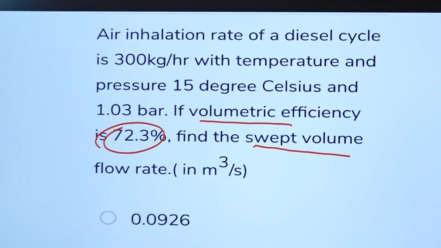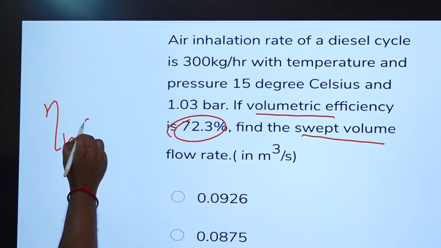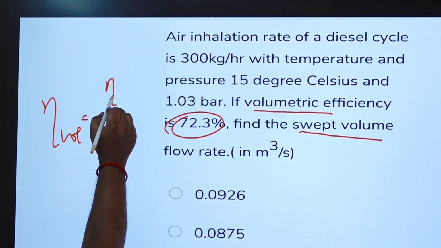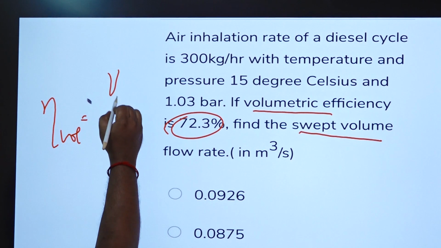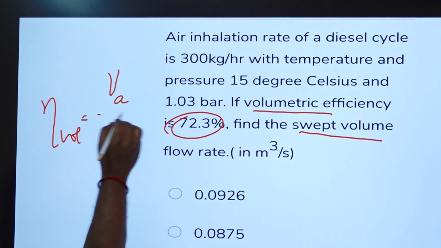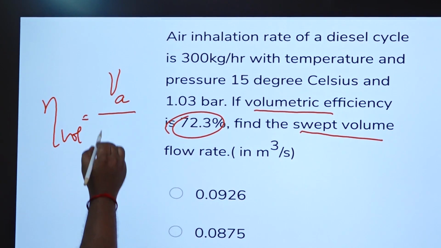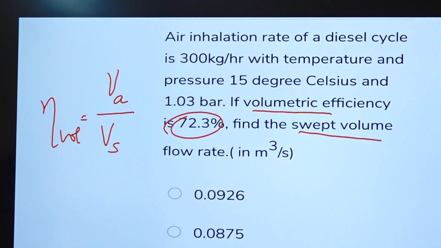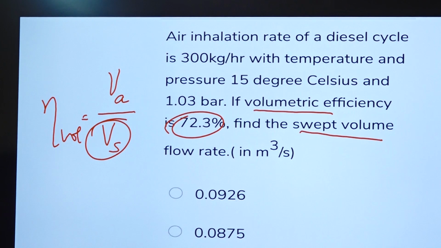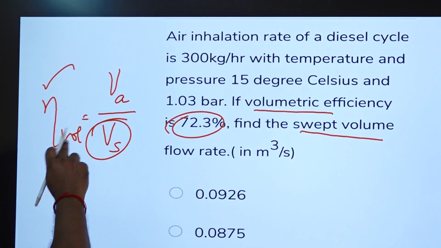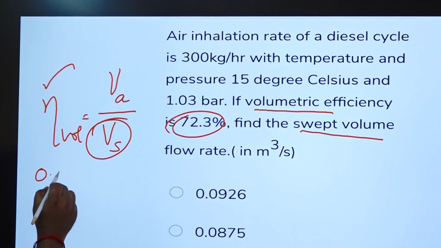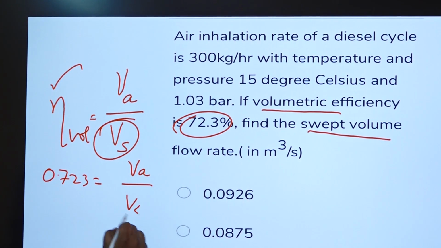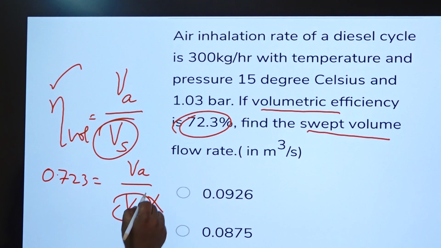So eta volumetric is equal to the actual volume delivered divided by the swept volume. You have to find the value of this swept volume. The value is given as 0.723, equal to VA divided by VS. VA is not known, so you have to find it.